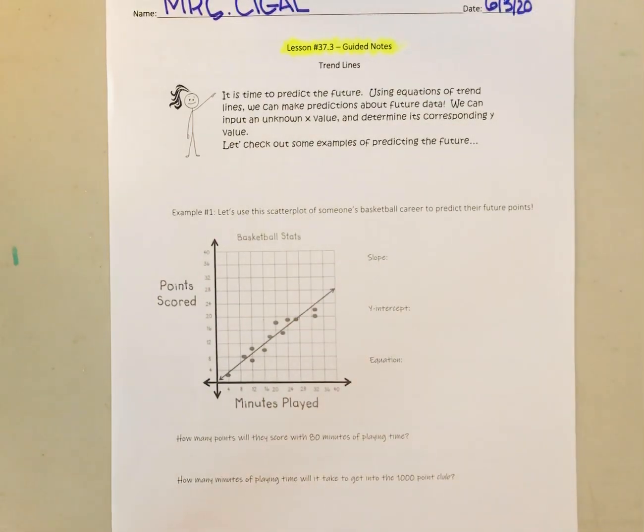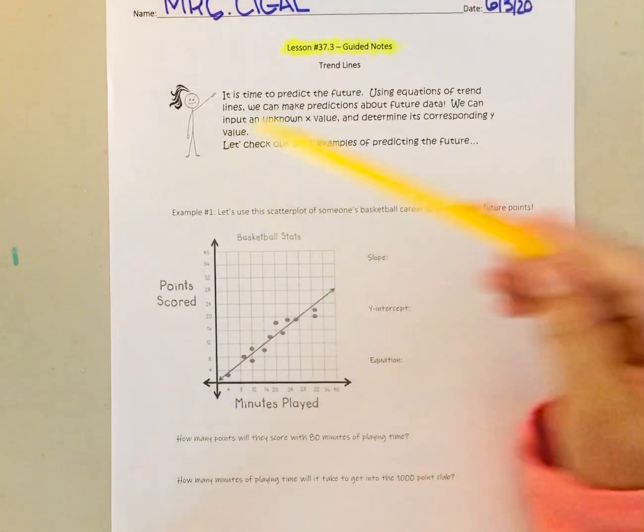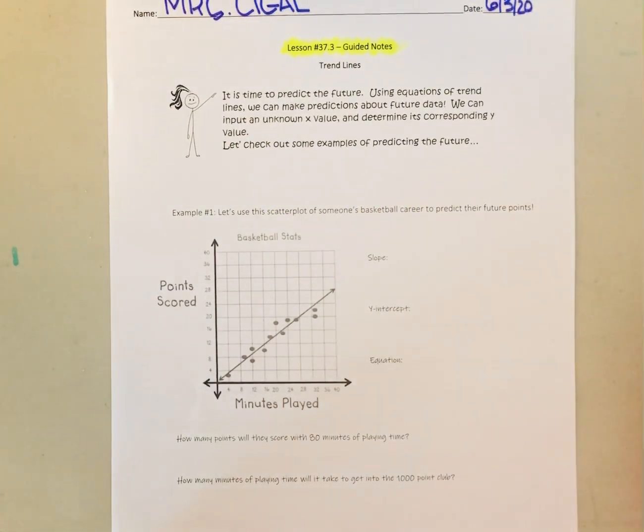Today we are going to use our scatter plots to create trend lines, and using equations of those trend lines we're going to predict some future data. So my little mini-me right here is telling you that it's time to predict the future. Using equations of trend lines we can make predictions about future data. We can input an unknown x value and determine its corresponding y value.